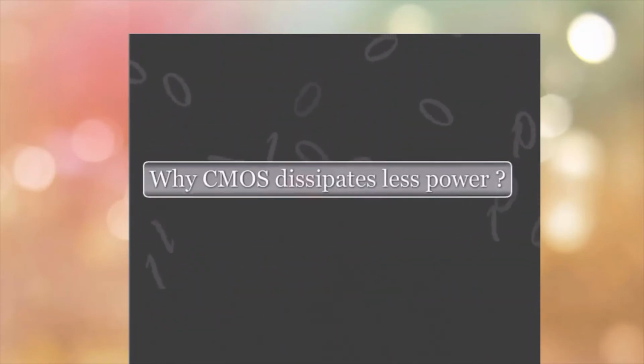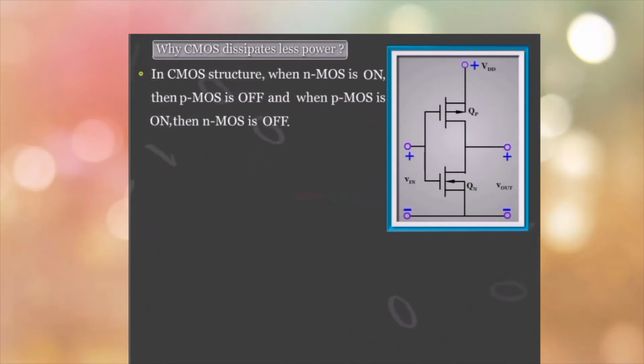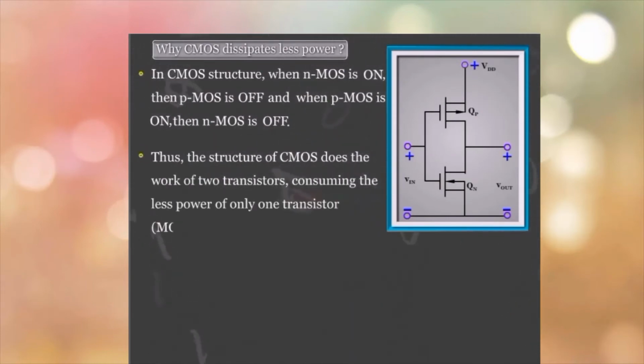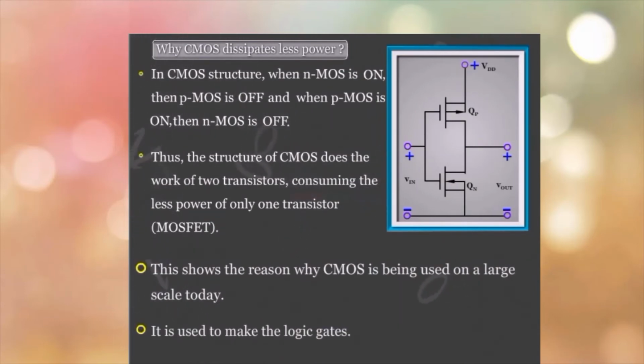Why does CMOS dissipate less power? In the CMOS structure, when NMOS is on, then PMOS is off, and when PMOS is on, then NMOS is off. Thus, the structure of CMOS does the work of two transistors consuming the less power of only one transistor, that is MOSFET. This shows the reason why CMOS is being used on a large scale today. It is used to make the logic gates.